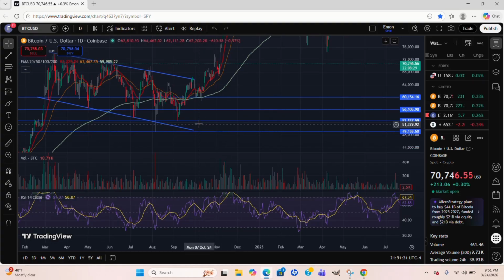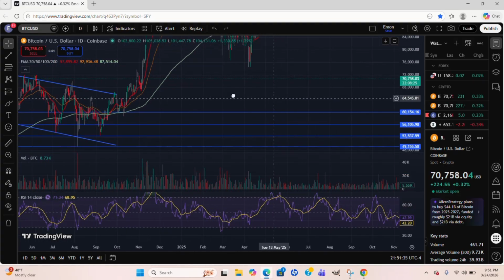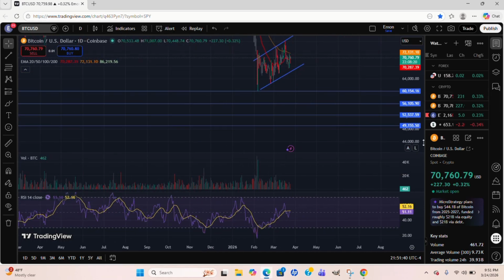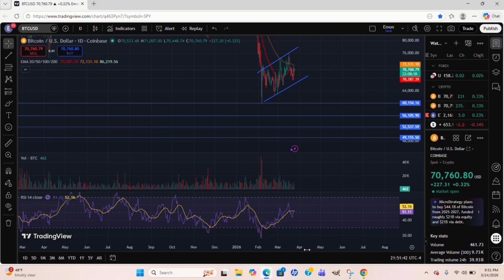I'm not just saying it's going to go there. It can also go to like 50,000 and then just move back up from there. So yeah, that's how I drew the support lines. You can see the prices here. You can also draw your supports.